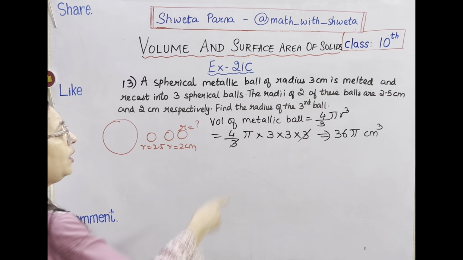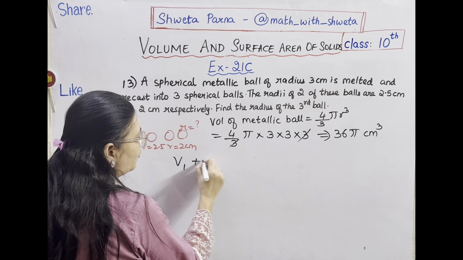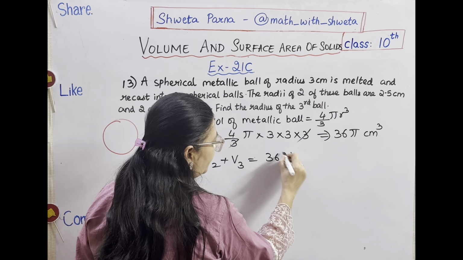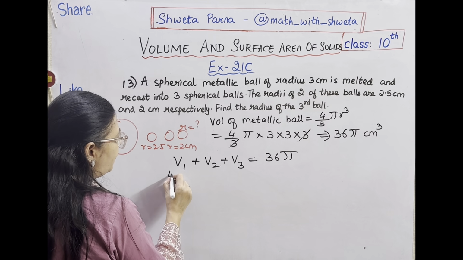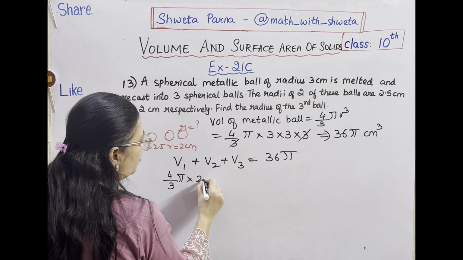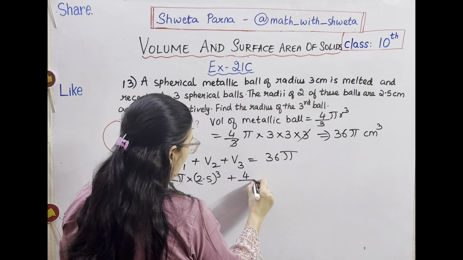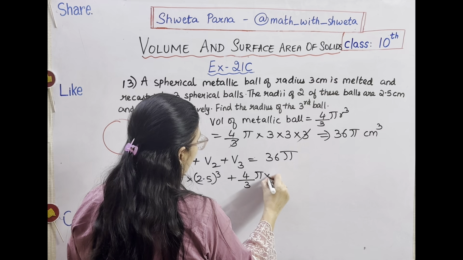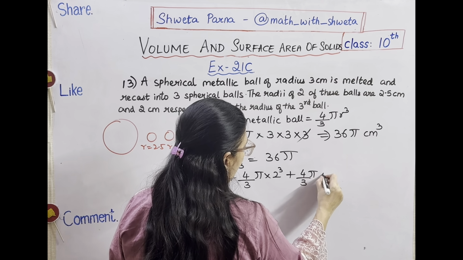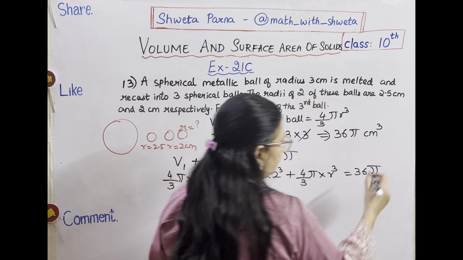The volume of the metallic ball is equal to the sum of the volumes of all these. So volume 1 plus volume 2 plus volume 3 should give you 36 pi. Correct? So what is volume 1? 4 upon 3 pi into the radius for 1, which is 2.5, the whole cube, plus volume 2 is 4 by 3 pi into 2 cube, plus 4 upon 3 pi into r cube is equal to 36 pi.